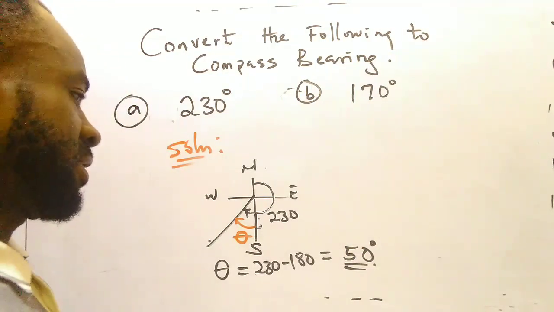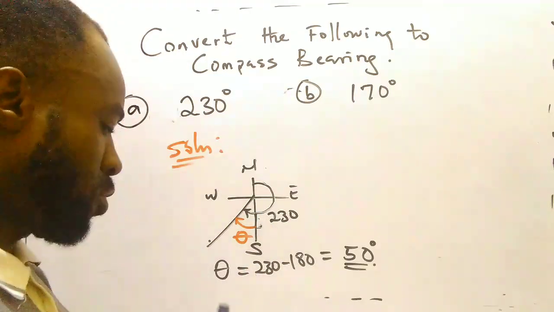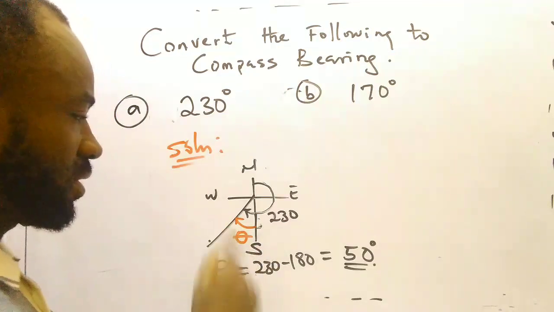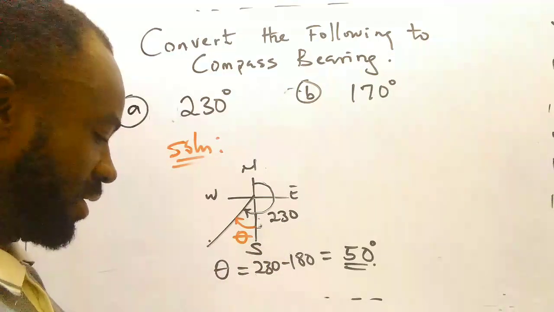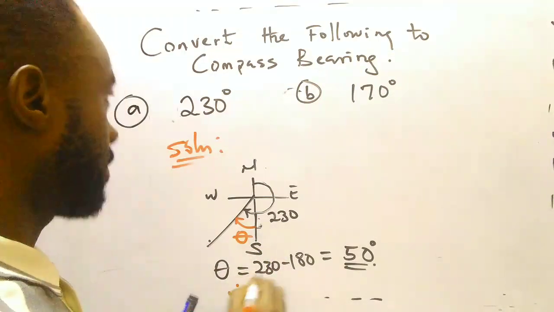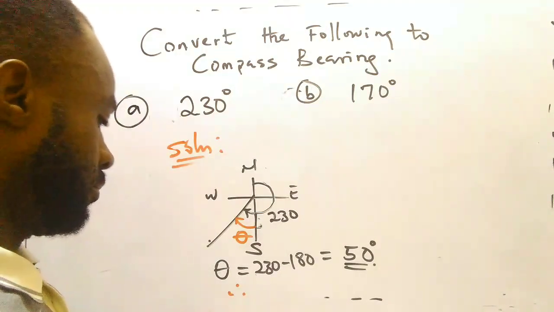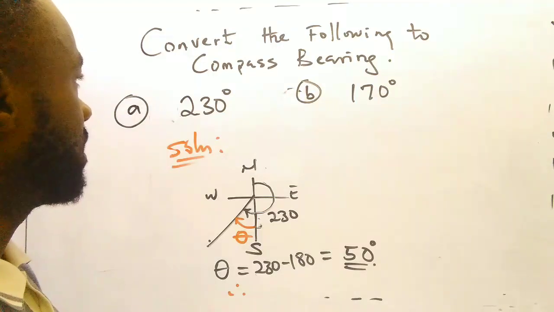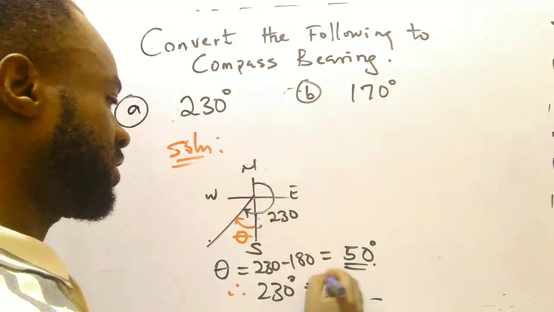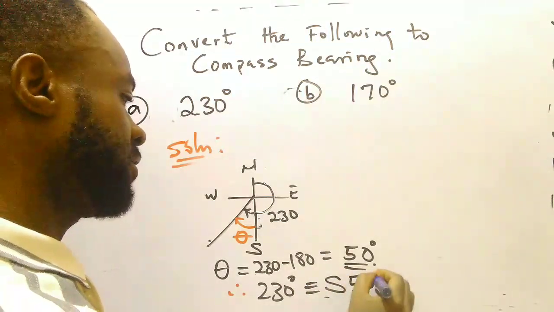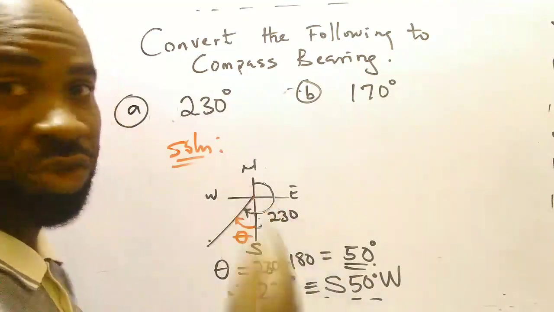Remember, it should be in compass bearing. So in compass bearing, this is south 50 degrees west, because from the south, it's moving towards the west. We say therefore that 230 degrees is equivalent to south 50 degrees west. And this is our solution to question A.